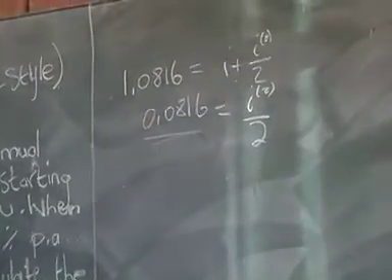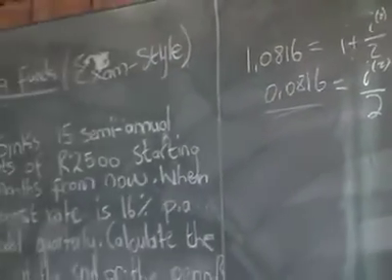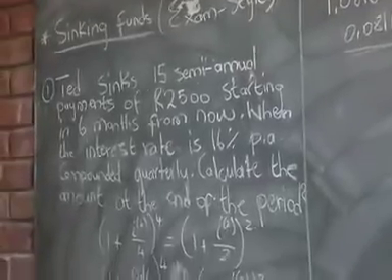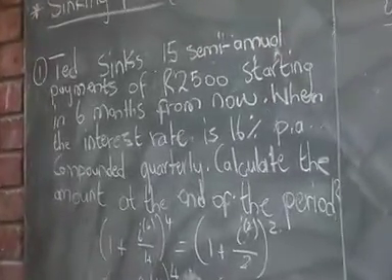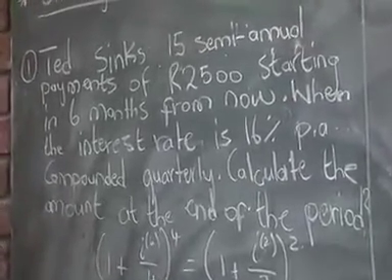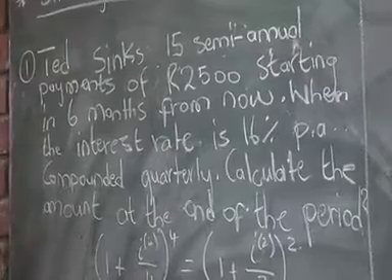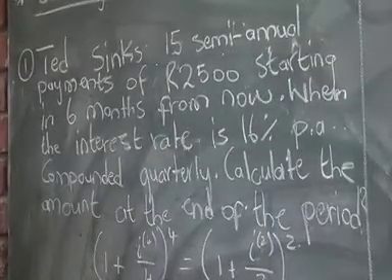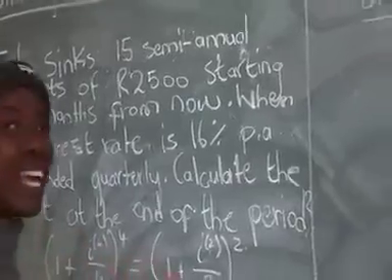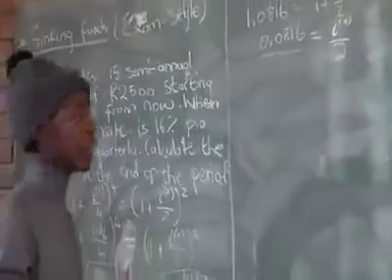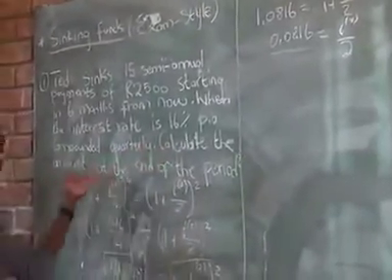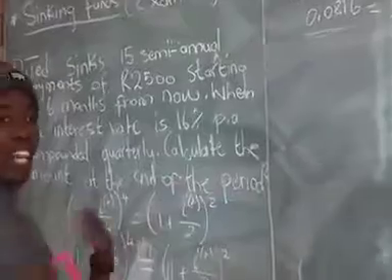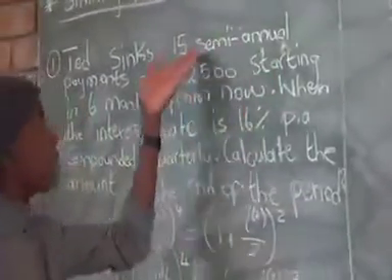So reading the question again, it says Ted makes 15 semi-annual payments of 2,500 starting 6 months from now, while the interest rate is 16% per annum compounded quarterly. Calculate the amount at the end of the period. So the question is about the future value, not the present value. We're going to calculate the amount at the end of the period, after 15 payments.